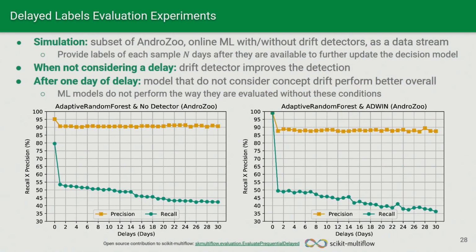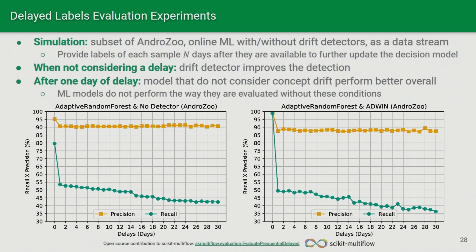To verify the impact of labels delay, I simulated the situation using a subset of the Undersampling dataset again, using the adaptive Hoeffding forest with and without drift detectors as a data stream. For this, I'll make the labels available for the classifier to be updated only after n days it was first seen. Only then is the decision model updated with the new data.